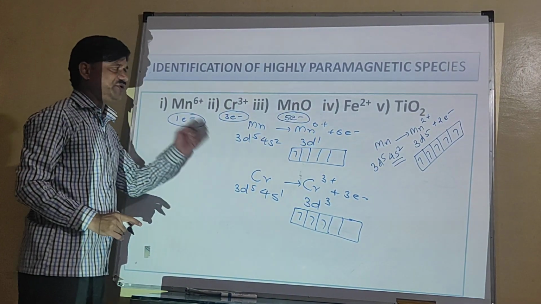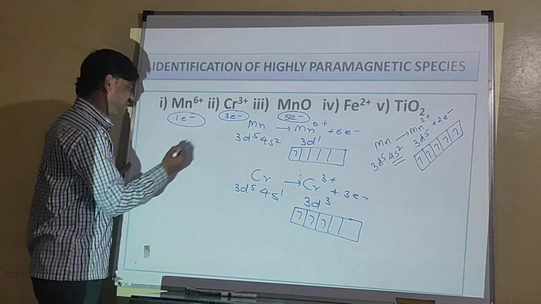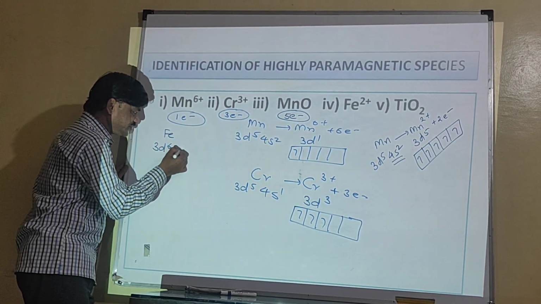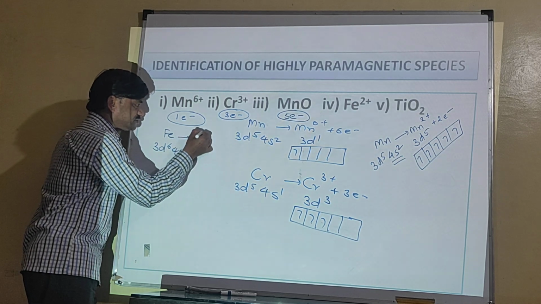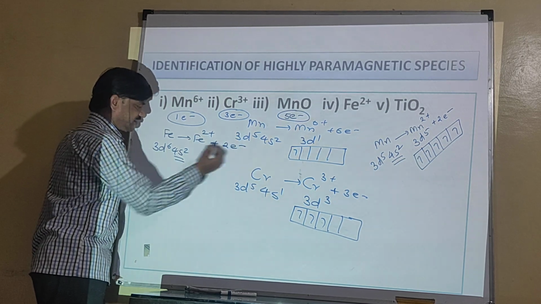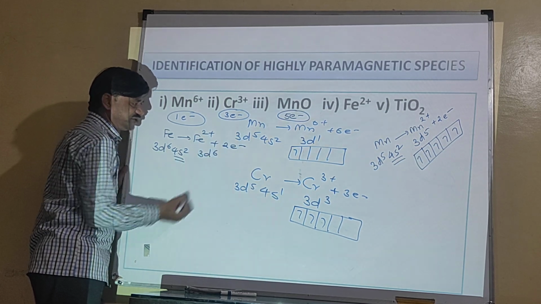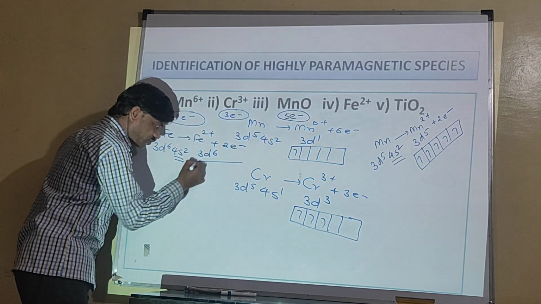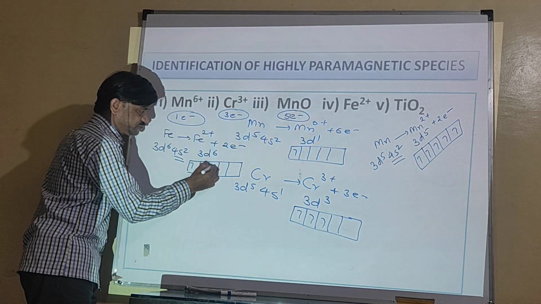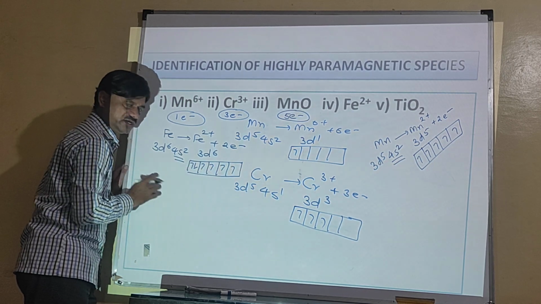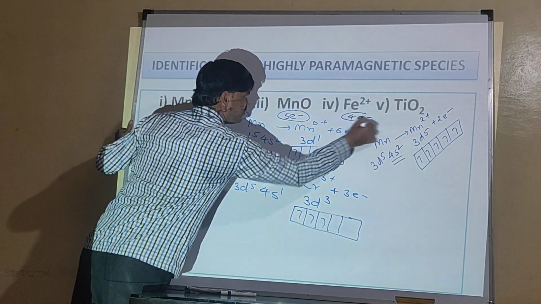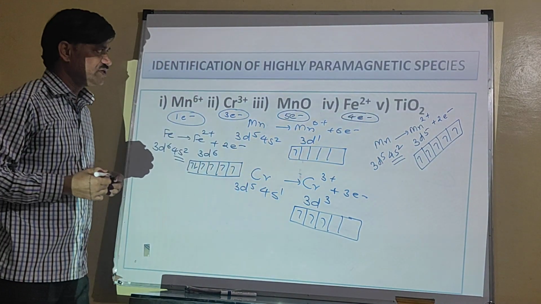Check the next one. Fe plus 2. Can you tell me directly, Fe plus 2? What is Fe? 3d6 4s2. What charge is required here? +2. So loss of 2 electrons from 4s. Tell me what is the configuration? 3d6. Now how to distribute 6 electrons in 3d as per Hund's rule? 1, 2, 3, 4, 5, 6. So how many unpaired electrons are there? 4. So it has 4 unpaired electrons.